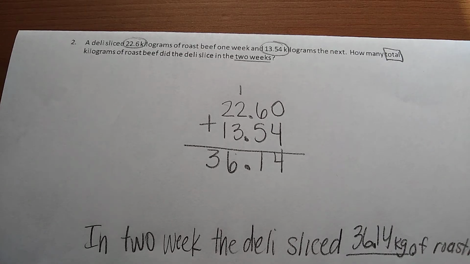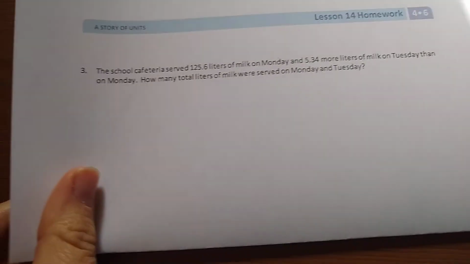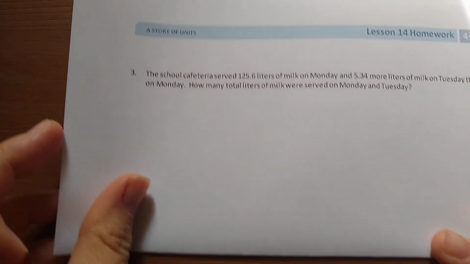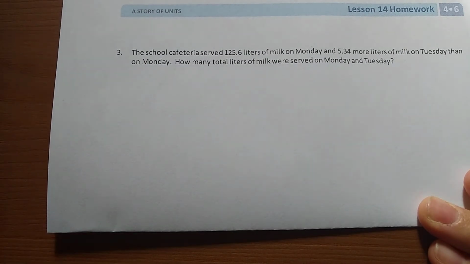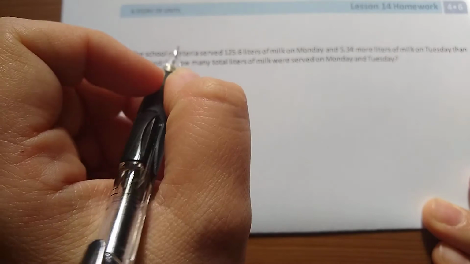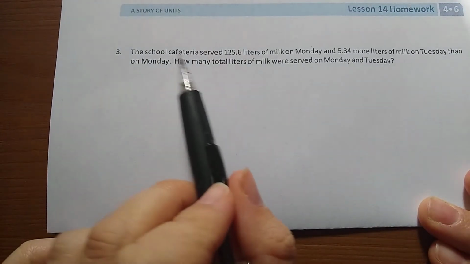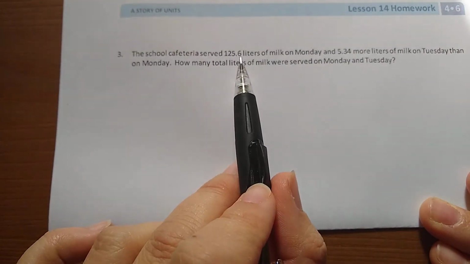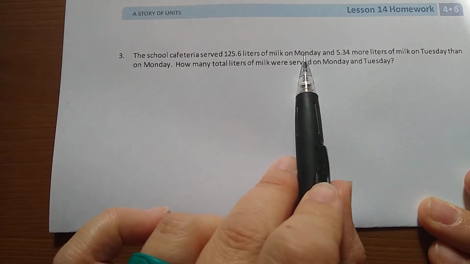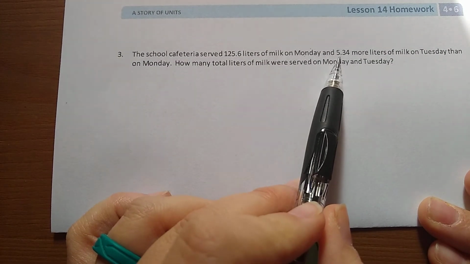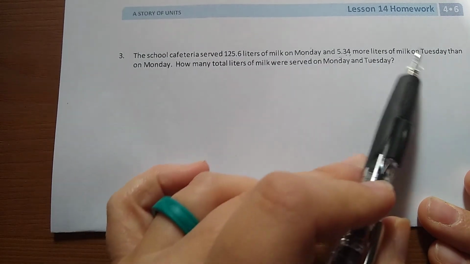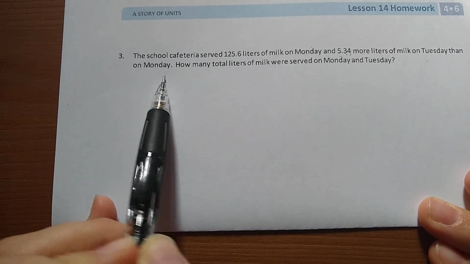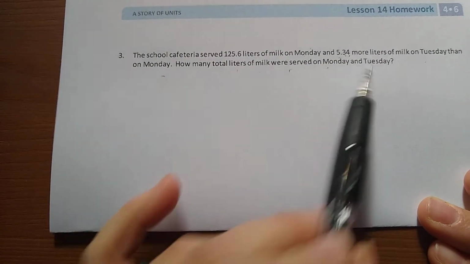Alright, let's do 2 more practice ones together. So I'm going to read it, then after I read it, why don't you pause the video, reread it to yourself, and try and solve. Okay? So, the school cafeteria served 125.6 liters of milk on Monday, and 5.34 more liters on Tuesday than on Monday. How many total liters of milk were served Monday and Tuesday?